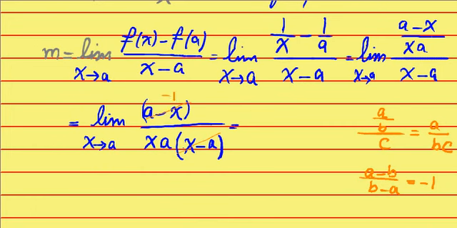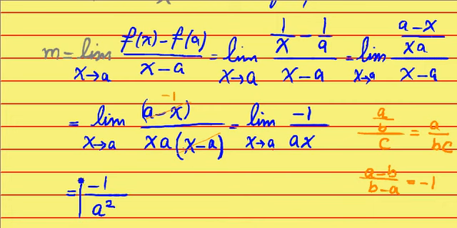So next step here, I have limit of minus 1 over ax as x approaches a. Well, when x approaches a, this x is a, you'll have a times a, that's a squared. Your answer will be minus 1 over a squared. That is the slope of the tangent line.